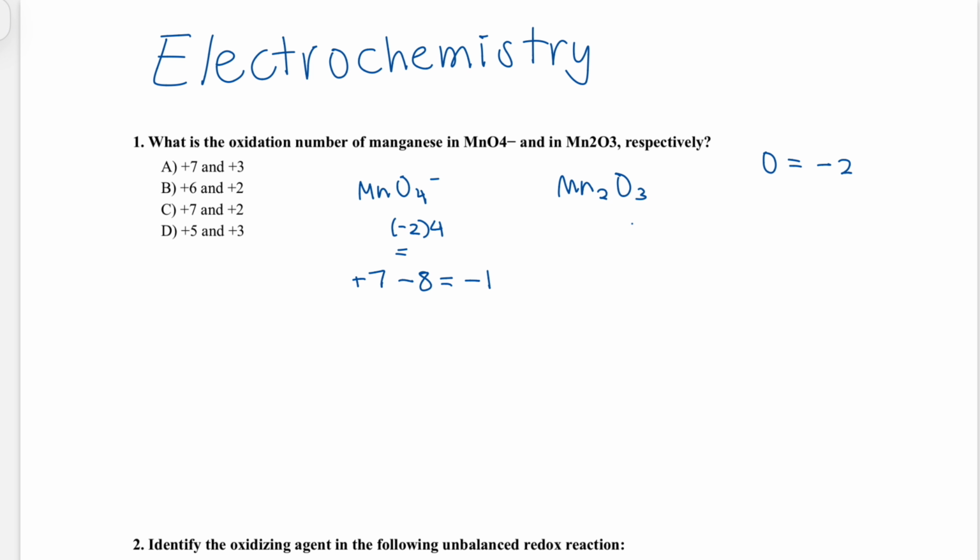And then the second one, I have 3 oxygens, so -6, and the overall charge of the species is 0. So I know that the Mn2 has to be +6. And because we had 2 manganese, which was 6, then I know that for 1 manganese it has to be +3. So therefore, my oxidation numbers are +7 and +3.